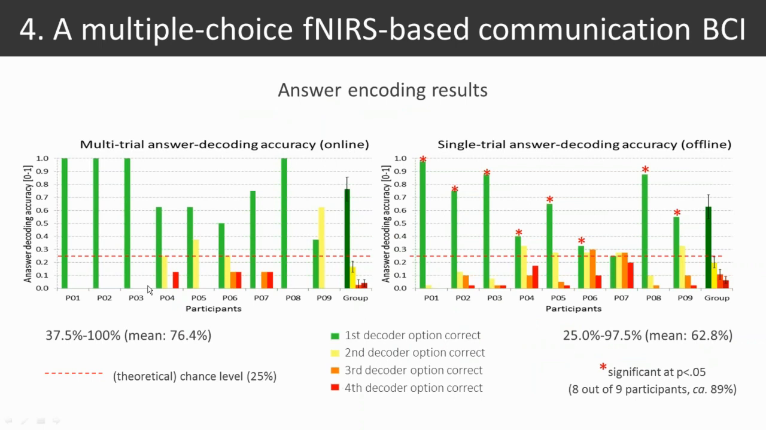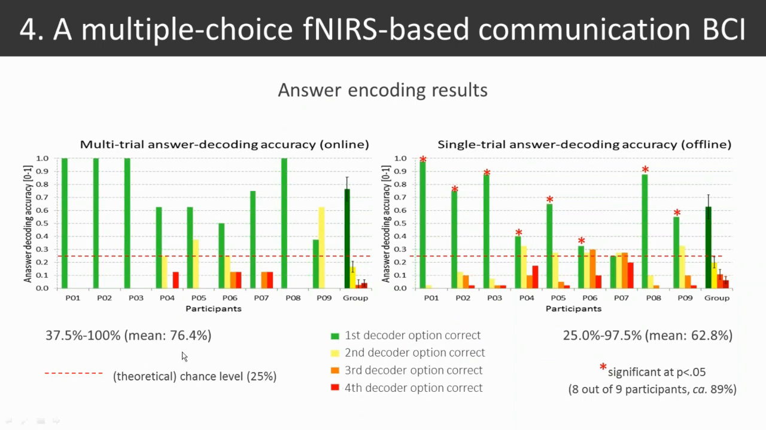So now here I finally present the common results of the whole experiment across our 9 subjects, but I also listed it here separately for each subject. What you have to know here is that we do the multi-trial accuracy, which was derived online, and the single trial accuracy was then assessed offline. And what you see here, let's say this is green, means that the first decoder option was correct. So the decoder again went, for example, for answer D, and D was correct.